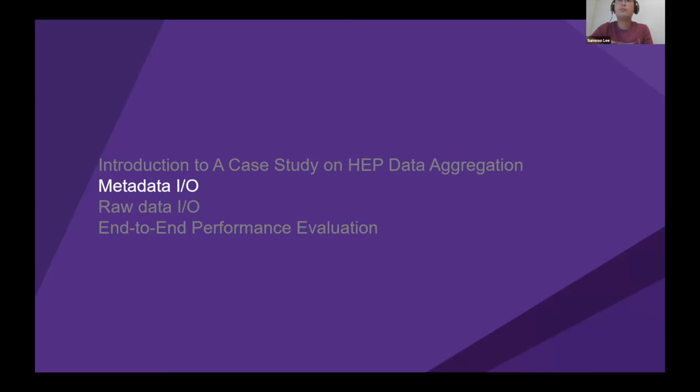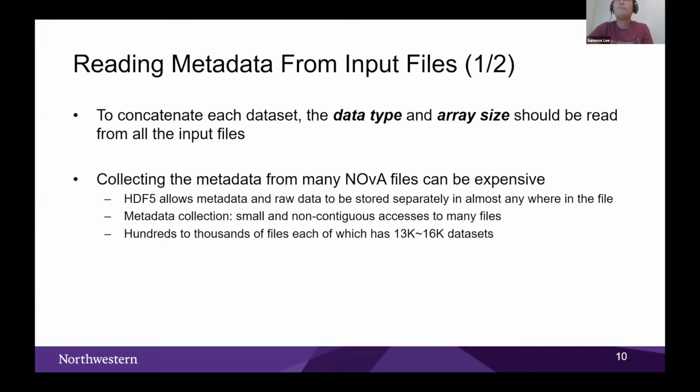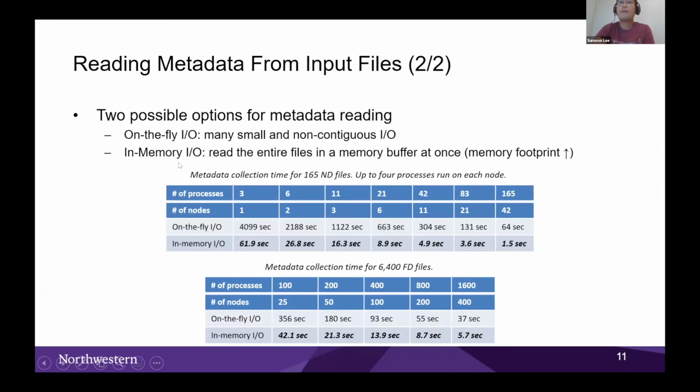All right, metadata I/O. We first need to collect the metadata from all the input files, as I mentioned just now, data types and array size at least. For NOVA files, collecting such data takes much time. We have hundreds to 1,000 files, and each file has thousands to 10,000 data sets. So it's not negligible.